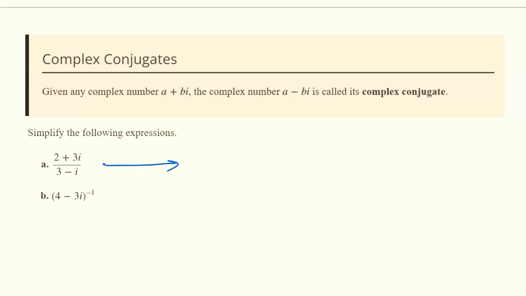And this is why we're learning about conjugates, okay? So a conjugate is anytime a given complex number a plus bi, the complex number a minus bi is called its conjugate. That works backwards as well. If you have a minus bi, the conjugate is a plus bi. It's always the opposite operator, okay?